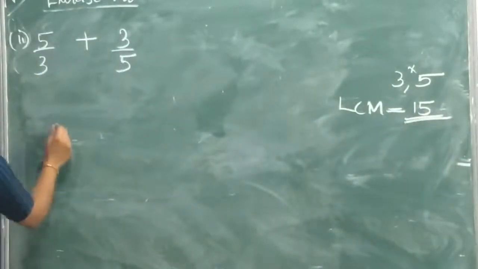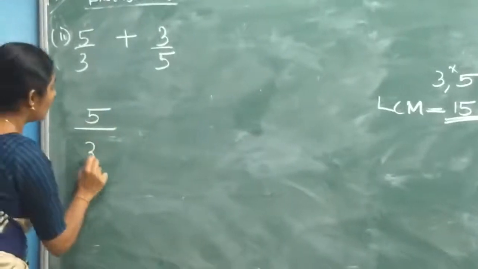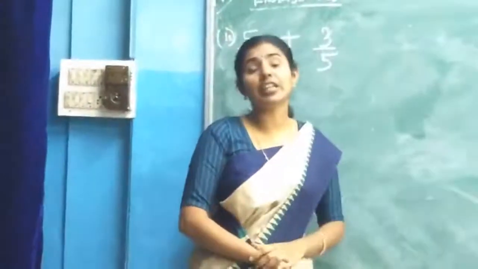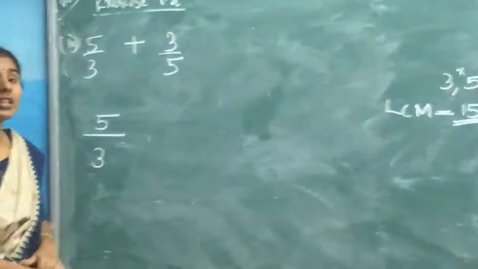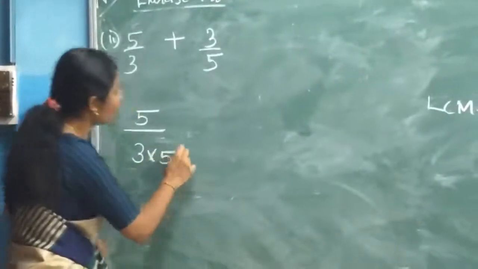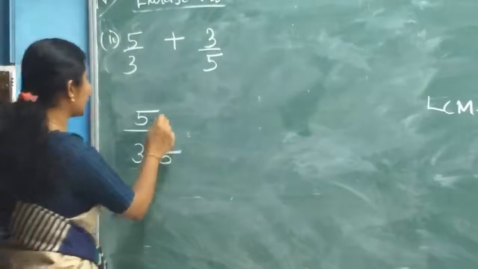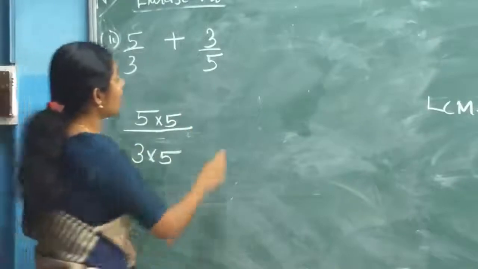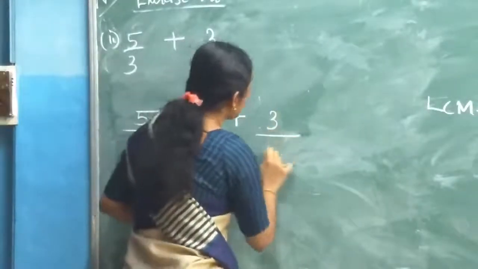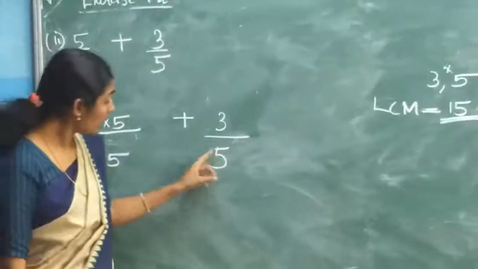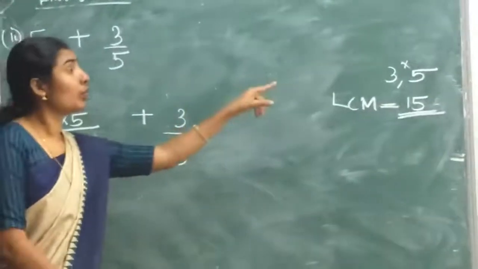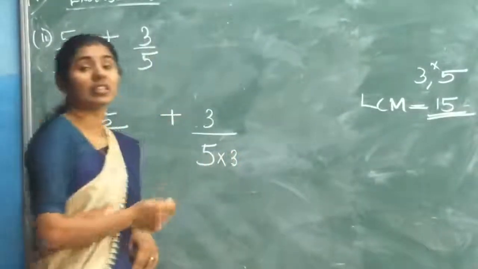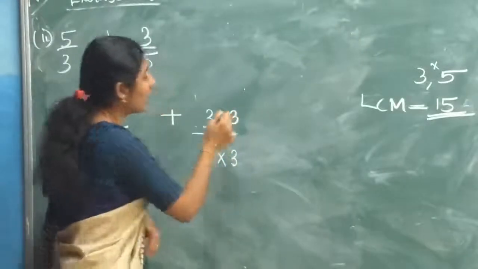Now we see the first rational number is 5 by 3. Now what you should do? Make the denominator 15. So how to make its denominator 15? 3 when you multiply by 5 you will get 15, isn't it? So the same number 5 you should multiply on the numerator. Now see the next rational number, 3 divided by 5. You should make the denominator 5 into 15. So how? By multiplying it by 3. Same number multiply on the numerator.